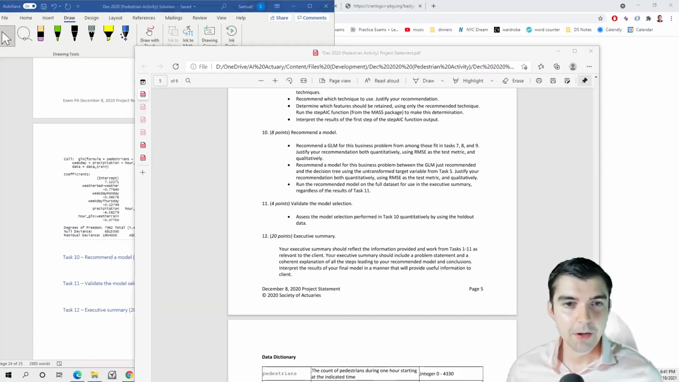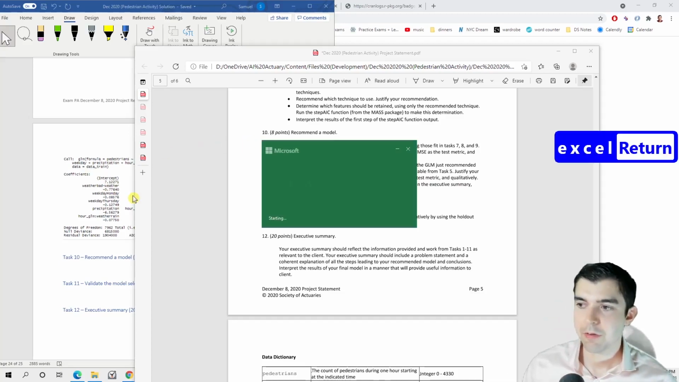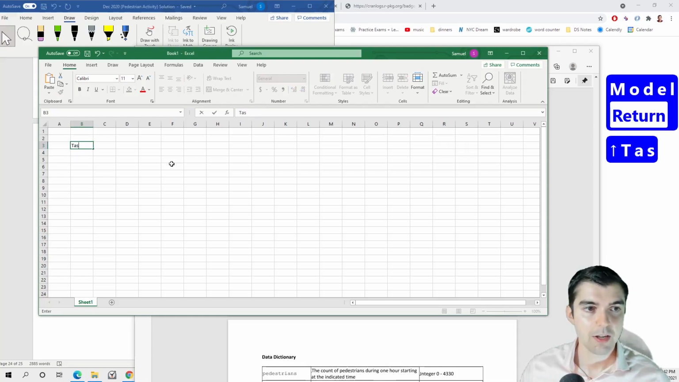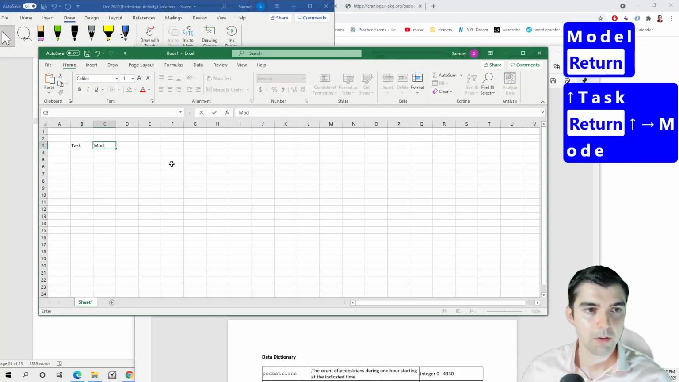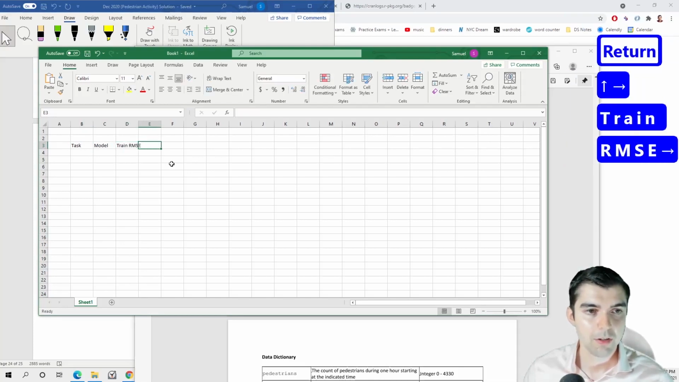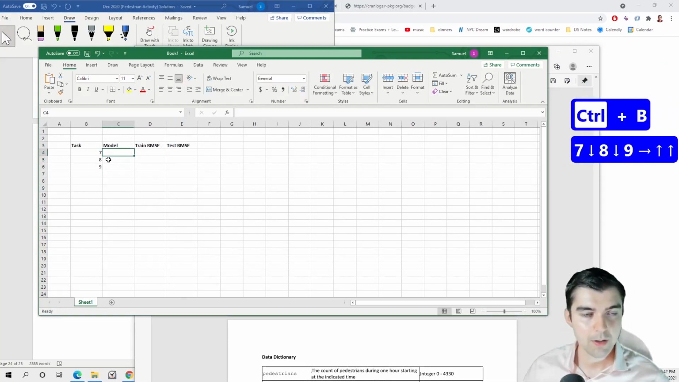Task 10, recommend a model. Recommend a GLM for this business problem from among those fit in tasks 7, 8, and 9. Justify a recommendation both quantitatively using RMSE as a test metric and qualitatively. So whenever I'm comparing models, I want to create a simple table that will show the task, model, and then the train RMSE and test RMSE. 7 and 9.